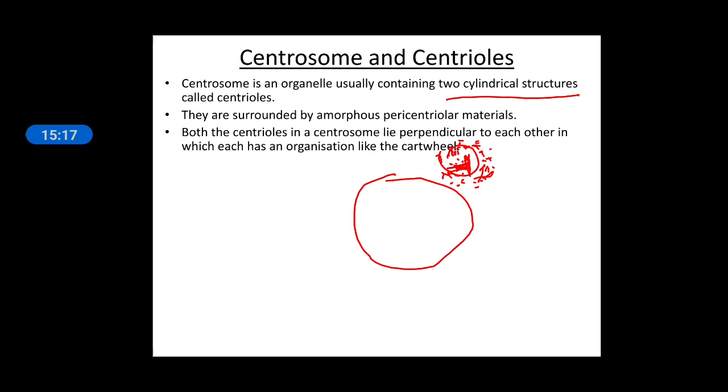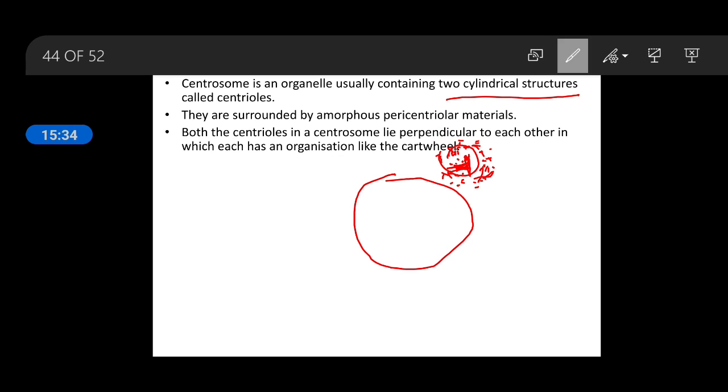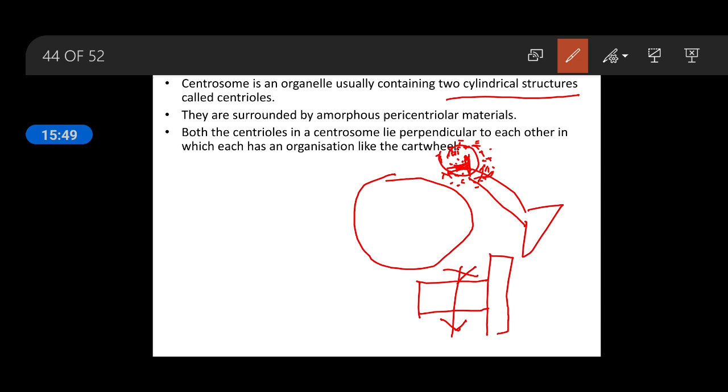Both the centriole in the centrosome lie perpendicular to each other, in which each has an organization like the cartwheel. Means in the detailed diagram we will see how the centriole looks. If we enlarge this diagram, the centriole looks like this, but actually when we see the transverse section, means cut this centriole and view it from the top, then it will show a cartwheel like structure.